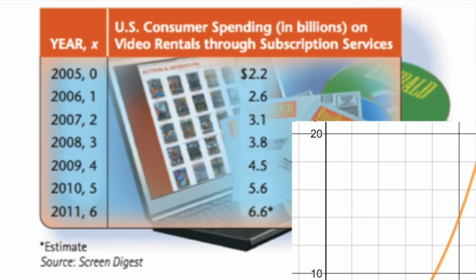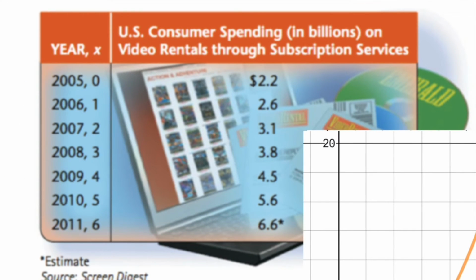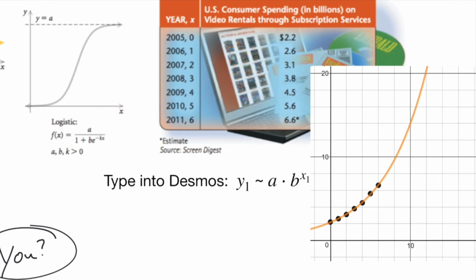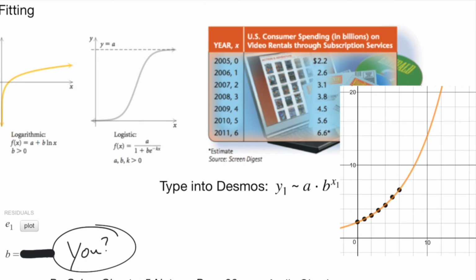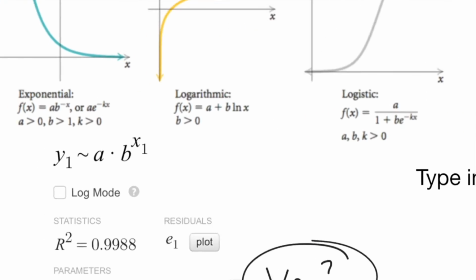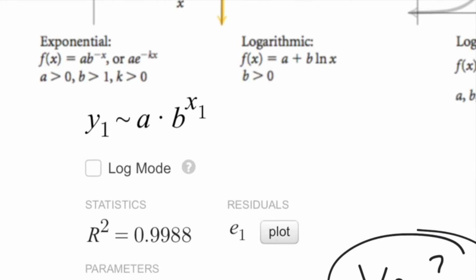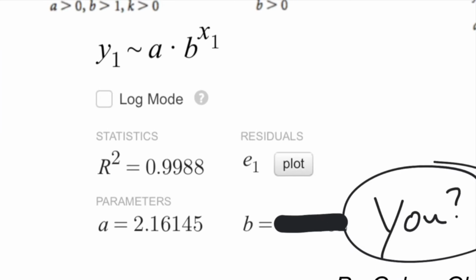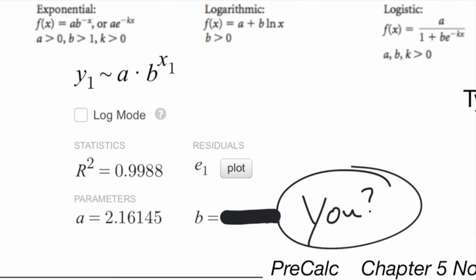So if you wanted to say that consumer spending in billions on video rentals was going to be exponential, then you could make a case for that. It's going up like this. You can plot the points and type into Desmos y1 is equal to a times b to the x1. If x1 and y1 are the top of your tables, it'll figure out what a and b are. I'd like you to do that right now. I'd like you to figure out what this is.